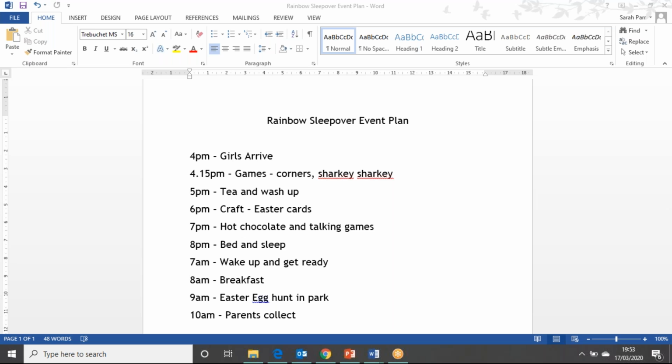Okay. Is there anything else that you need to think of in terms of overnight? What might happen overnight that needs to go into your assessment? Yeah, nightmares. Anything else? Waking up and not knowing where they are. Yes, sleepwalkers, not knowing where they are.